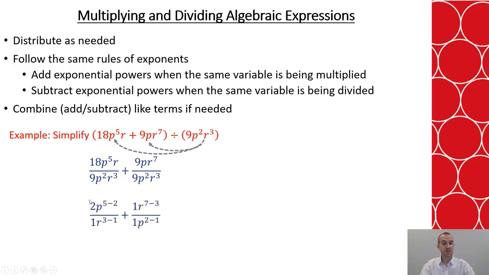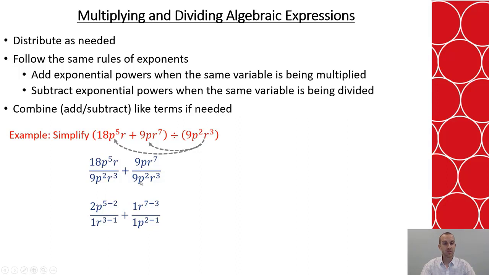18 divided by 9 gives me 2 over 1. And then I can look at my p's and say 5 is greater, so I'm going to do 5 minus 2 in the numerator. For the r's, 3 is greater than 1, so I'm going to put r in the denominator and do the exponent of 3 minus 1. With my second fraction here, 9 divided by 9 is 1, hence why I put a 1 over 1, just to help me with that placeholder.